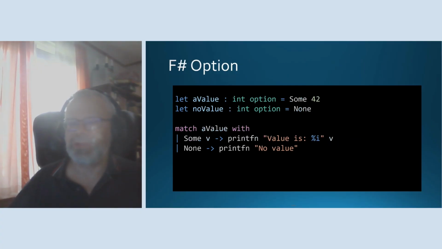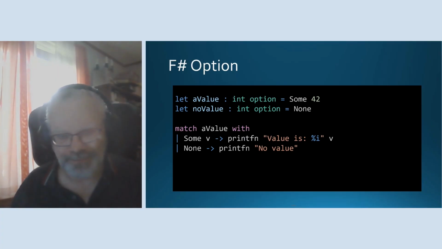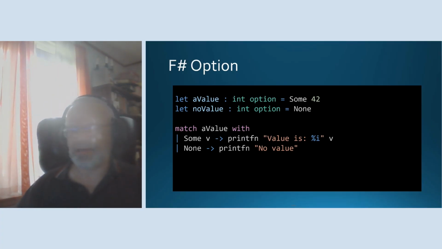And we can do the exact same thing in F#. We declare a value of int option. Option is a keyword in F#, but it is the same thing. It's implemented as the enum in Rust, two values, Some and None. Works exactly the same way. We can match on that. If it's Some, we can print that. If it's None, we don't have anything to print. So exactly the same thing.